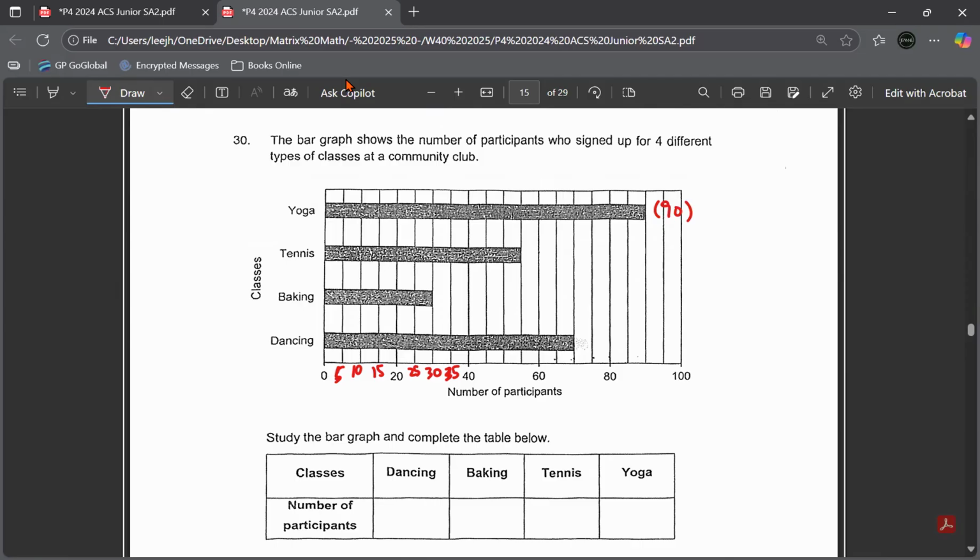This one is 60 minus 5, 55. This one, 30. And this one will be 60, 65, 70. So just fill up accordingly. Dancing got how many? 70. Baking, 30. Tennis, 55. And yoga will be 90. That's how we do it.